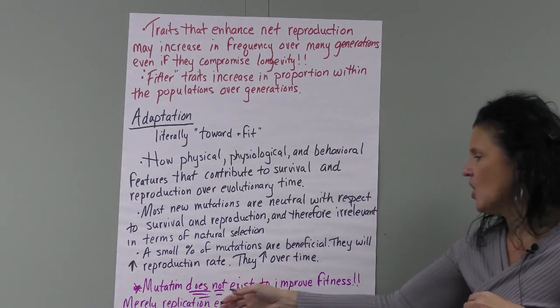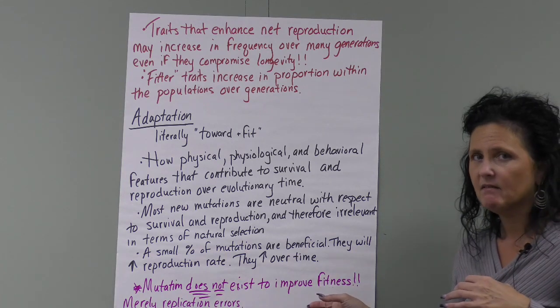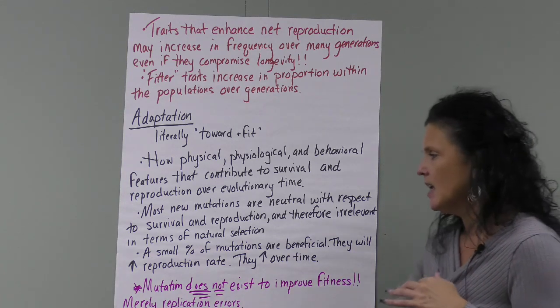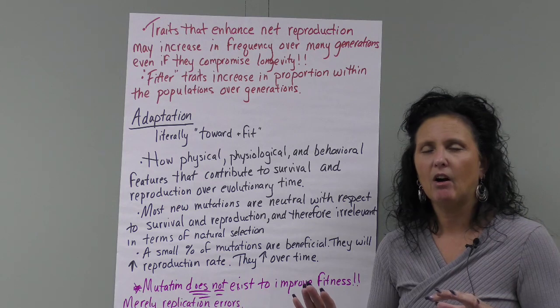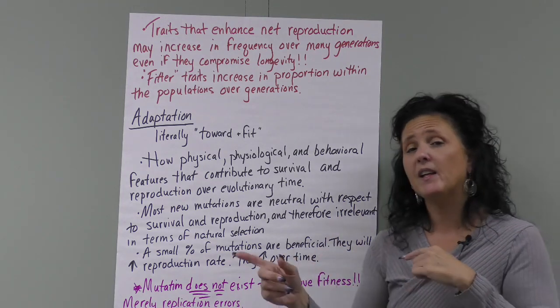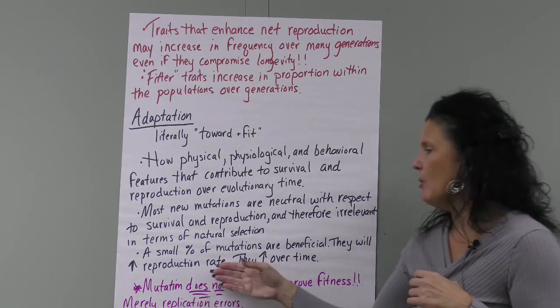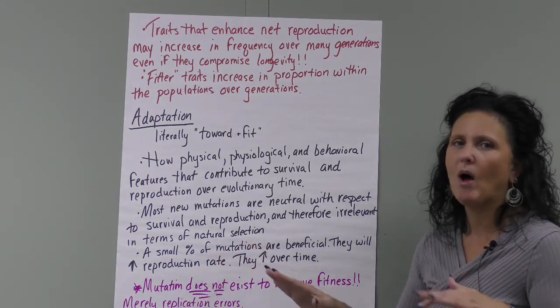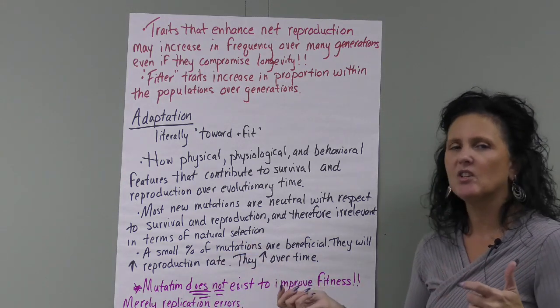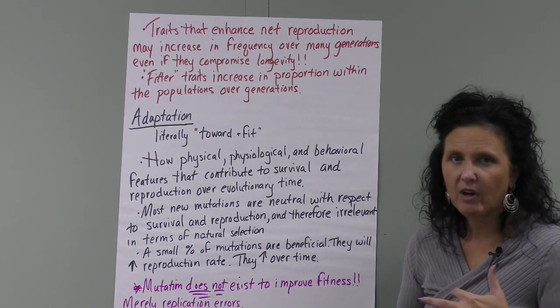So mutation does not exist to improve fitness. That's not why mutation exists. It's just merely a replication error. The fitness then in turn benefits from this low percentage of mutation, but that's not why. That would be putting the cart before the horse. That's not why mutation exists. Mutation is just a replication error, a base code error, right?